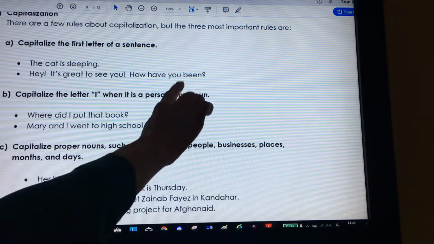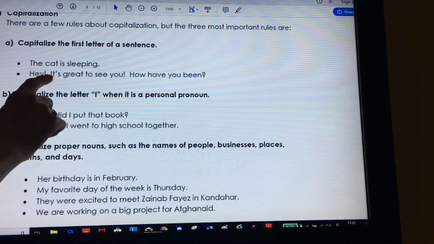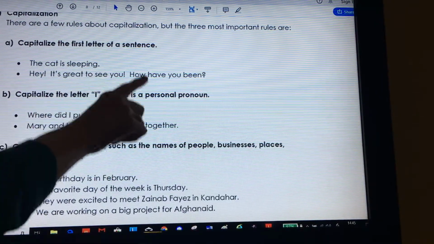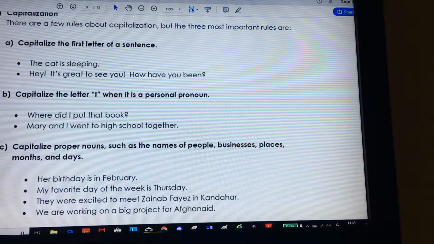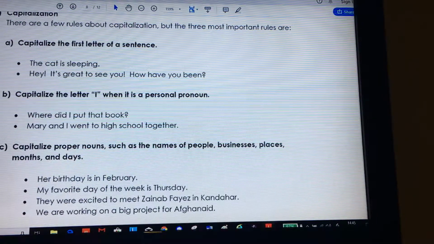Here I have 3 sentences in a row so you can see what that looks like. Capital H, hey. Capital I, it's great to see you. Capital H, how have you been? The next time that you'll always be capitalizing is the letter I when you use it as a personal pronoun.